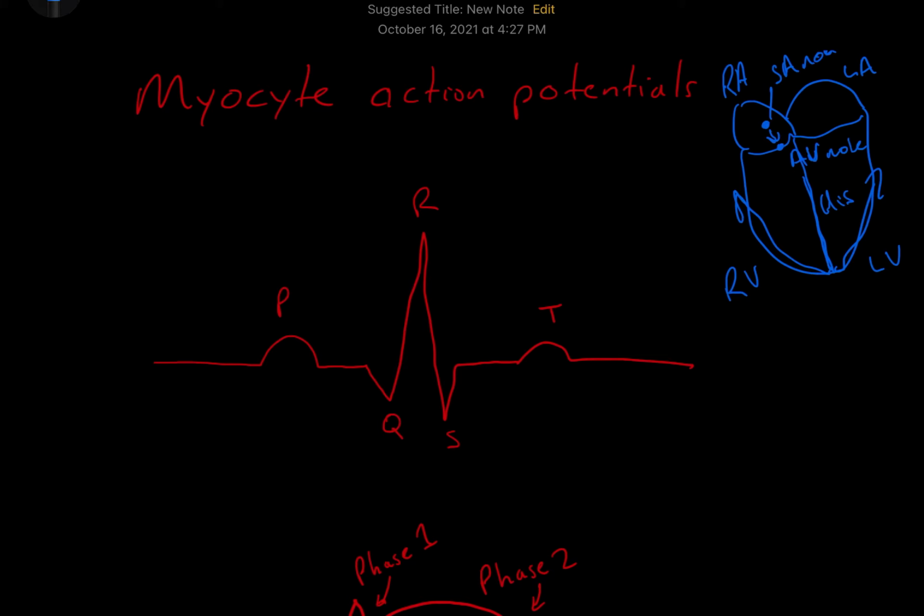And that is why when the SA node initiates its action potential, it makes basically a ripple effect, so that all the cardiac myocytes will induce their own action potentials because they share those gap junctions. And that's the difference between basically your skeletal muscle and your myocytes. Your myocytes will share those action potentials through those gap junctions, as we'll see here.